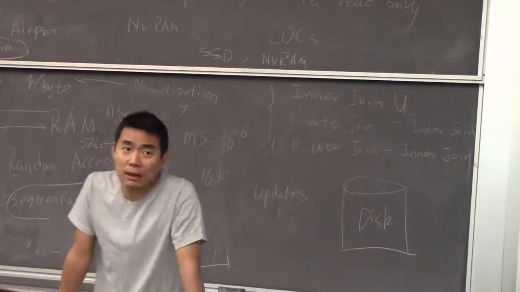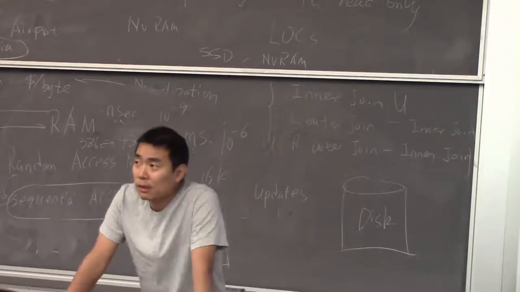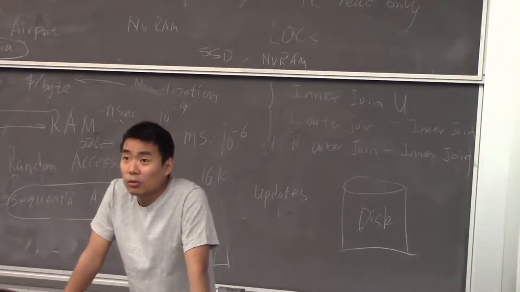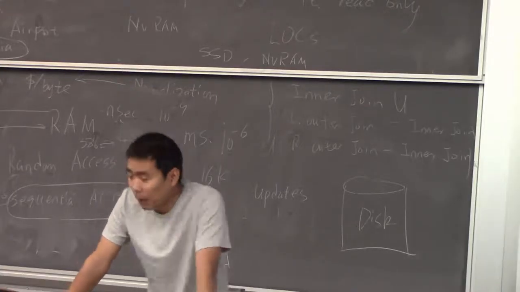Another challenge with memory, similar to cache, is that it is volatile, meaning that if you lose power, your data is gone. Unless you have a backup someplace, you lose power, data is gone.